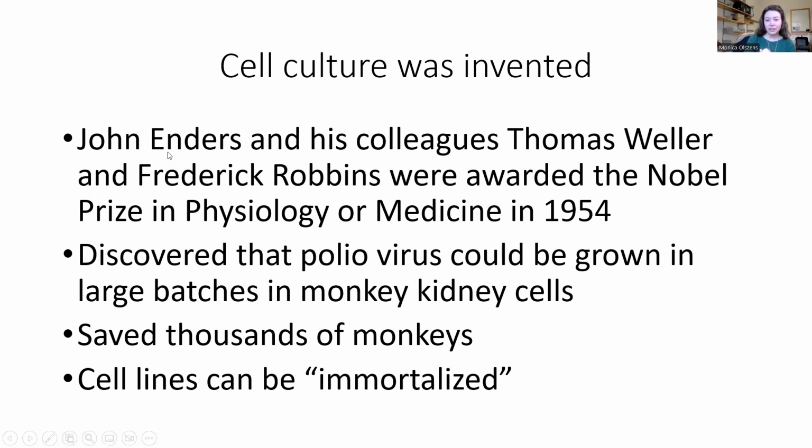All right, so John Enders and his colleagues, Thomas Weller and Frederick Robbins, were awarded the Nobel Prize in Physiology or Medicine in 1954. So this was a huge deal. They discovered that the polio virus could be grown in monkey kidney cells. So after that first monkey was sacrificed, they grew the cells indefinitely. And in fact, these cells are still being grown from that first monkey that they immortalized. So this saved thousands and thousands of monkeys. This technique saves many, many animal lives. So they're called immortalized, and this is the birth of cell culture.